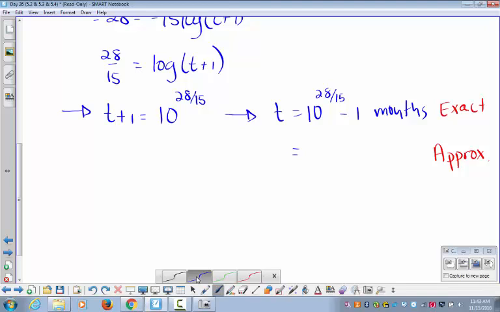10 to the 28 15th minus 1. 73 months. Is that a combination? Did you subtract 1? Did you get 73? Yeah. Okay. So 73 months.